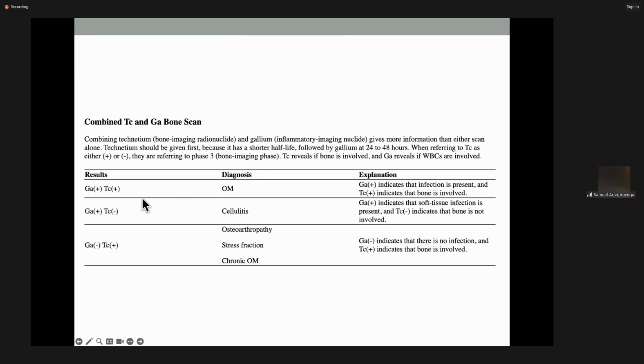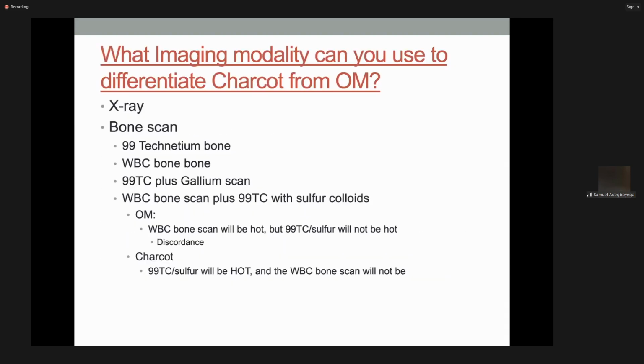Another thing that could be used is something called technetium scan and a gallium scan. Basically, gallium scan is for soft tissue, whereas technetium is for bone. So when you have positive gallium scan and positive technetium scan, that's osteomyelitis. If you have soft tissue, positive gallium and negative technetium, that's cellulitis. If you have negative gallium and positive technetium, you have Charcot. So this is how you use the combination of these bone scans to rule out osteo from Charcot. Obviously, the best nuclear medicine is your PET scan. That's the best one.